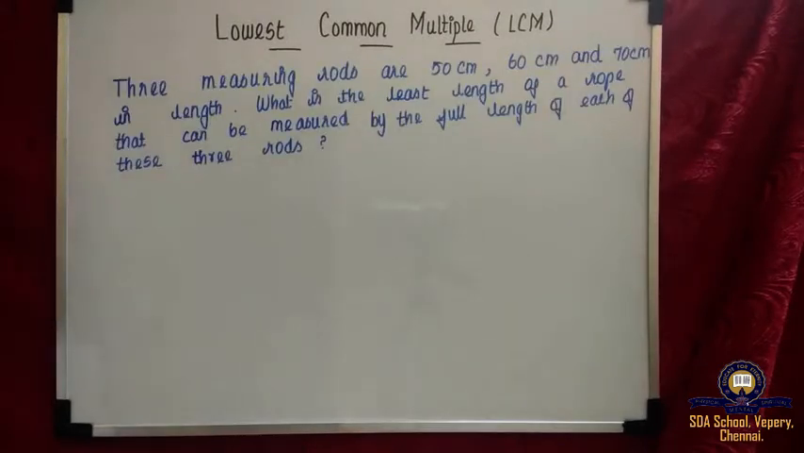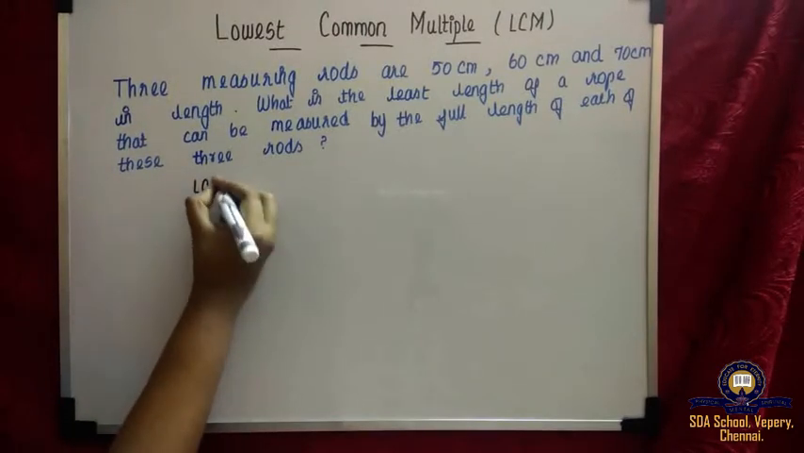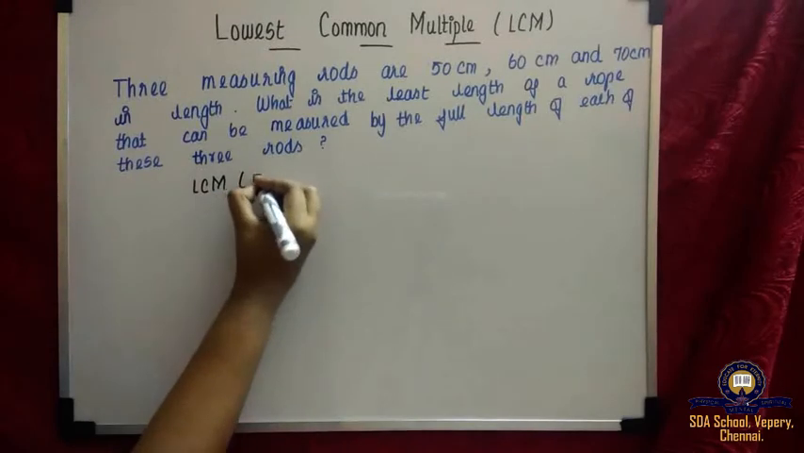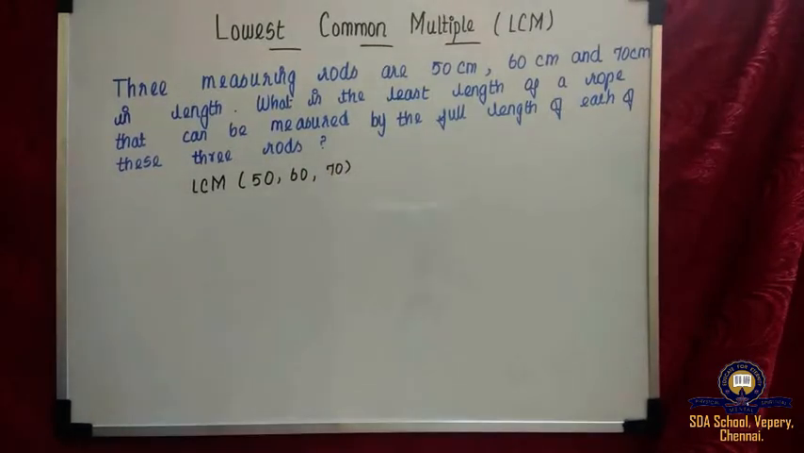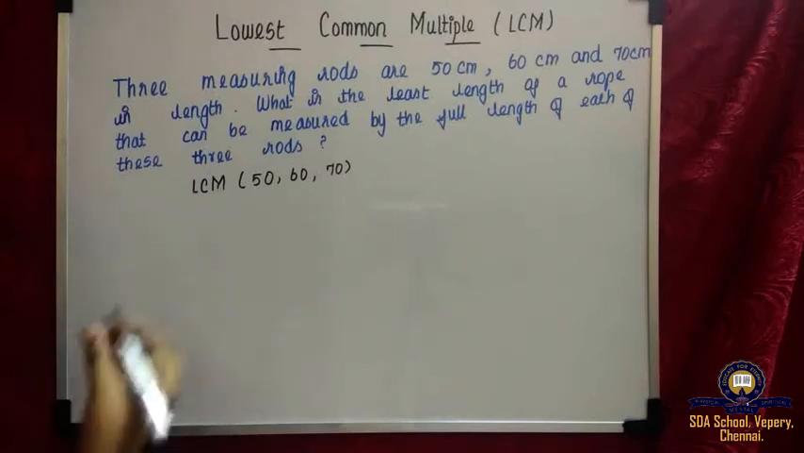Now we will do a word problem on LCM. 3 measuring rods are 50 cm, 60 cm and 70 cm in length. What is the least length of a rope that can be measured by the full length of each of these 3 rods? So, they have asked the least length of a rope. So, we have to find the LCM of 50, 60 and 70. You can find by prime factorization or division. I am finding by division method.